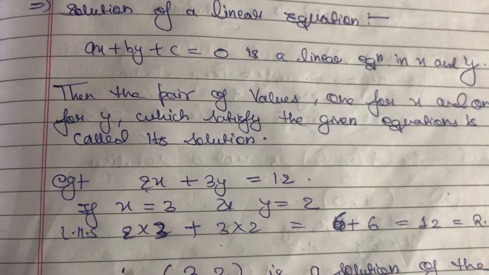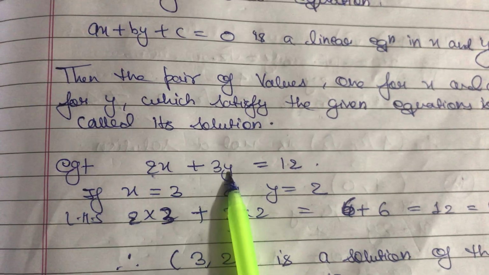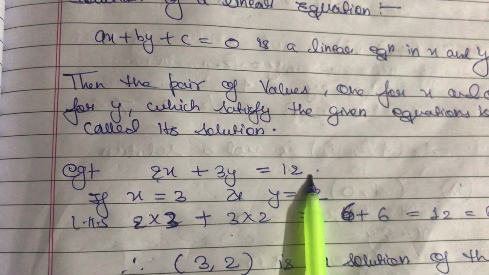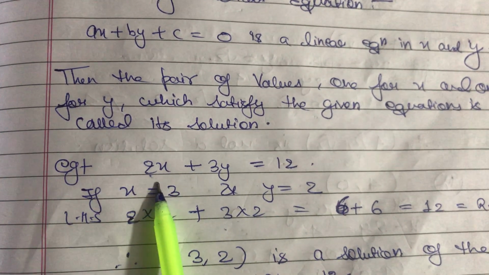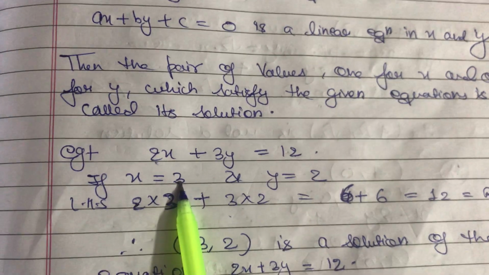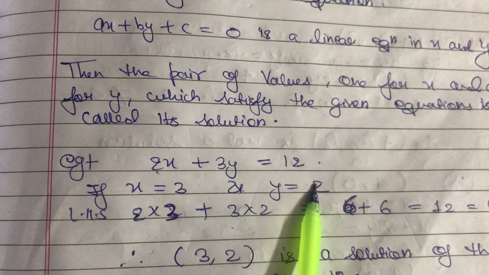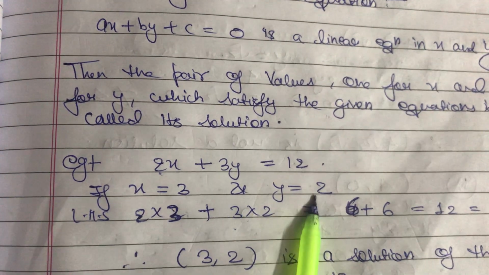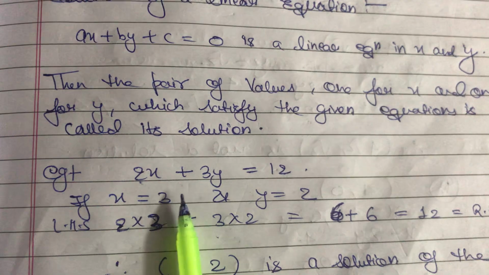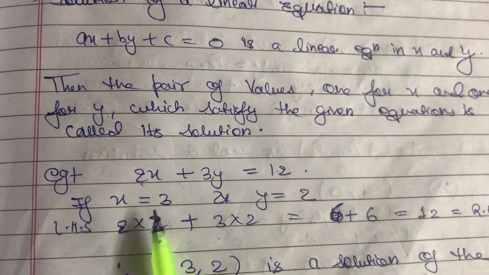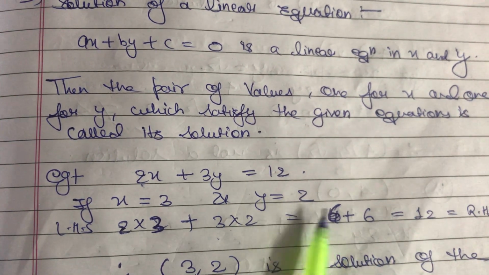For example, here we have 2x plus 3y equals to 12, right? So if I put x equals to 3 and y equals to 2, this is the pair of values, that is x equals to 3 and y equals to 2.